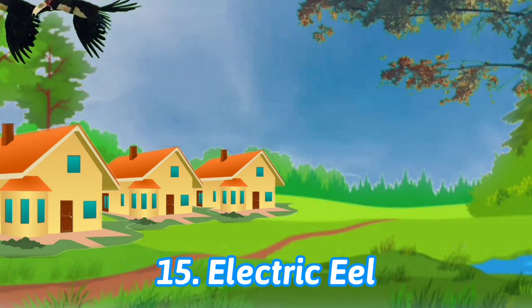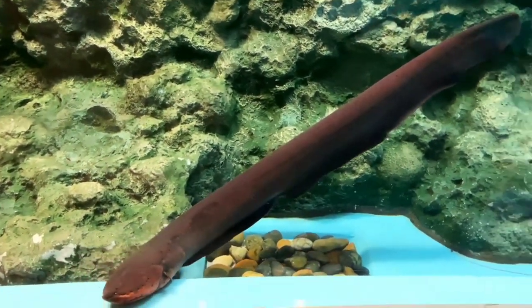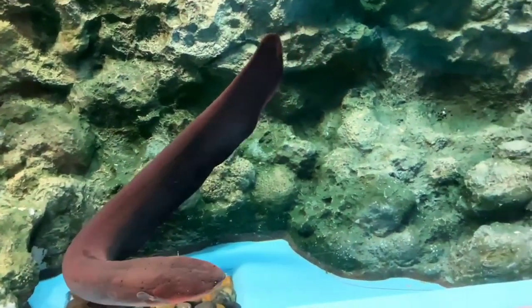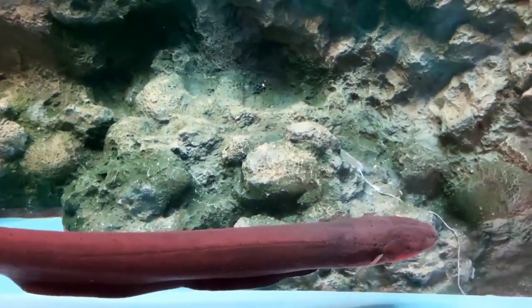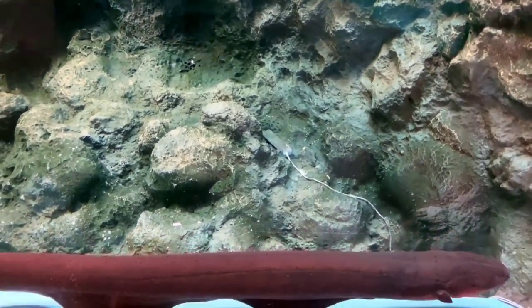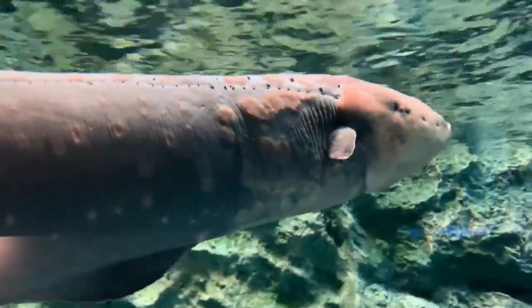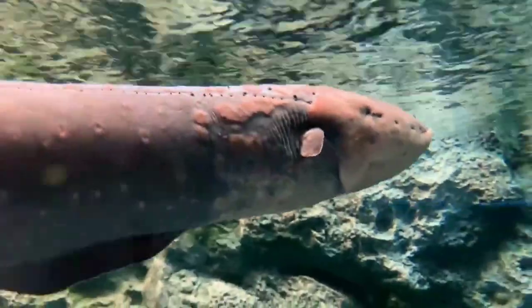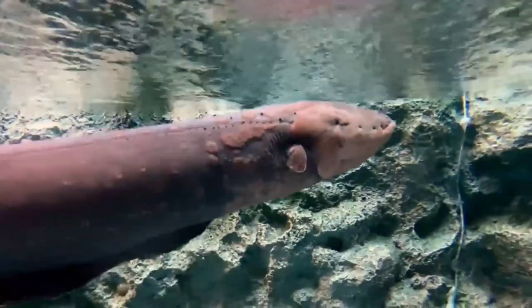15. Electric eel. The electric eels are a genus, Electrophorus, of neotropical freshwater fish from South America, in the family Gymnotidae. They are known for their ability to stun their prey by generating electricity, delivering shocks at up to 860 volts. Their electrical capabilities were first studied in 1775, contributing to the invention in 1800 of the electric battery.